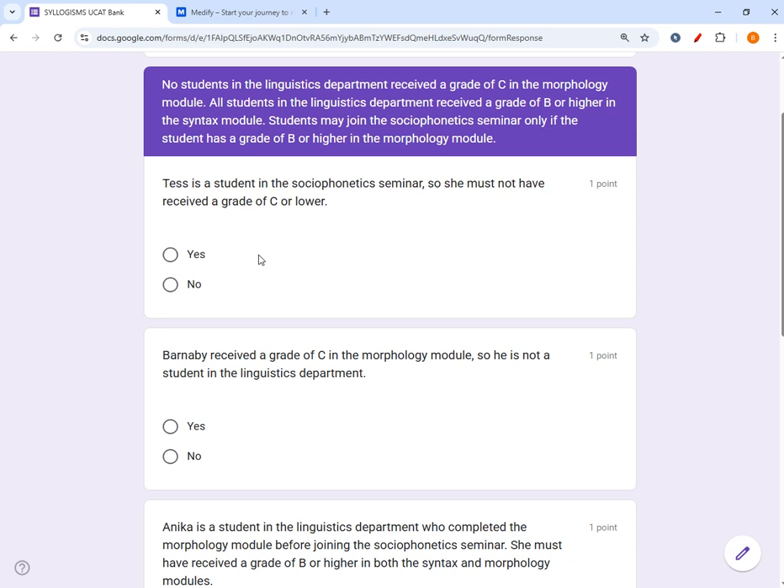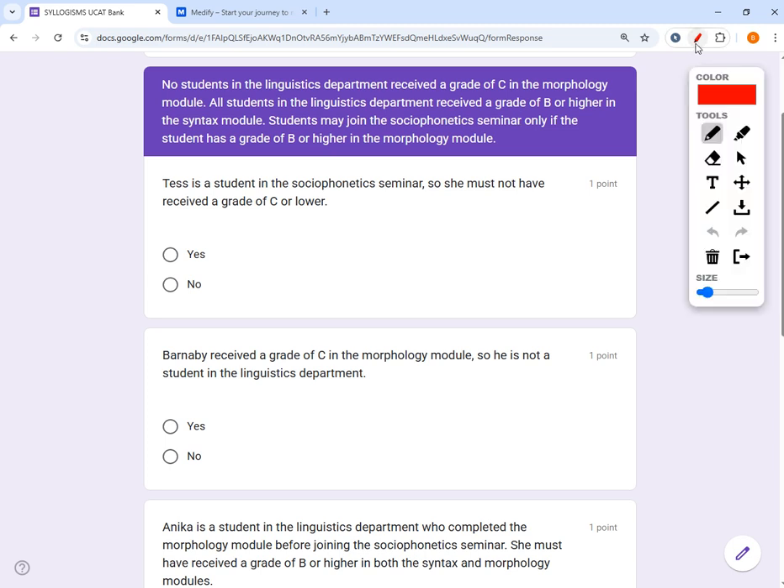Without further ado, let's get cracking. Belling the Cat, UCAT is the name of the cat, whatever you want to call it. A few rules to remember. We'll run over some of the rules as we keep going along in trying to crack this. No students in the linguistic department received a grade C in the morphology module. All students received a grade B or higher.